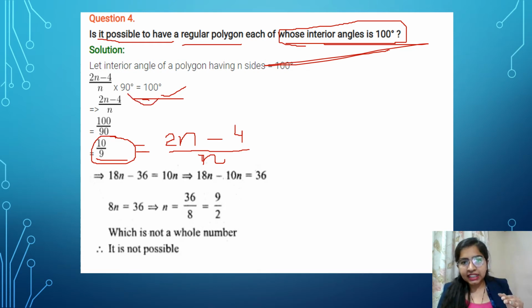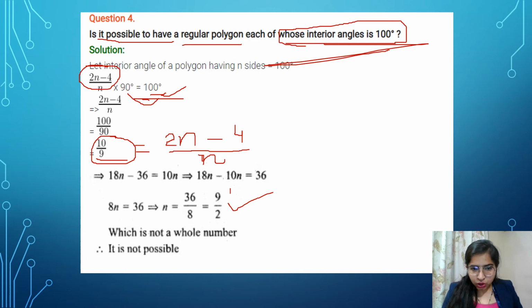100 upon 90 is equal to (2n minus 4) divided by n. This was the thing, right? Now you have to do cross multiplication. When you do cross multiplication, n will be 36 upon 8. You have to solve and calculate the values. Then you will get n is equal to 9 by 2.